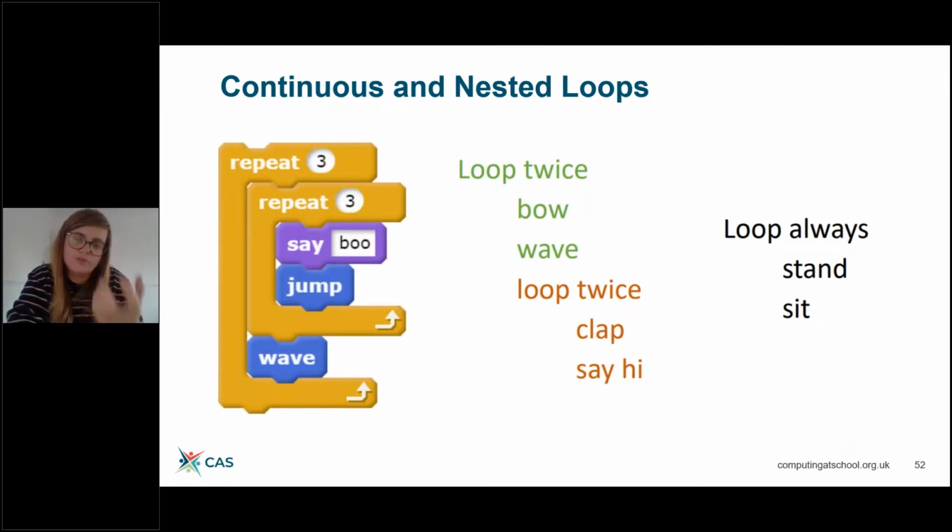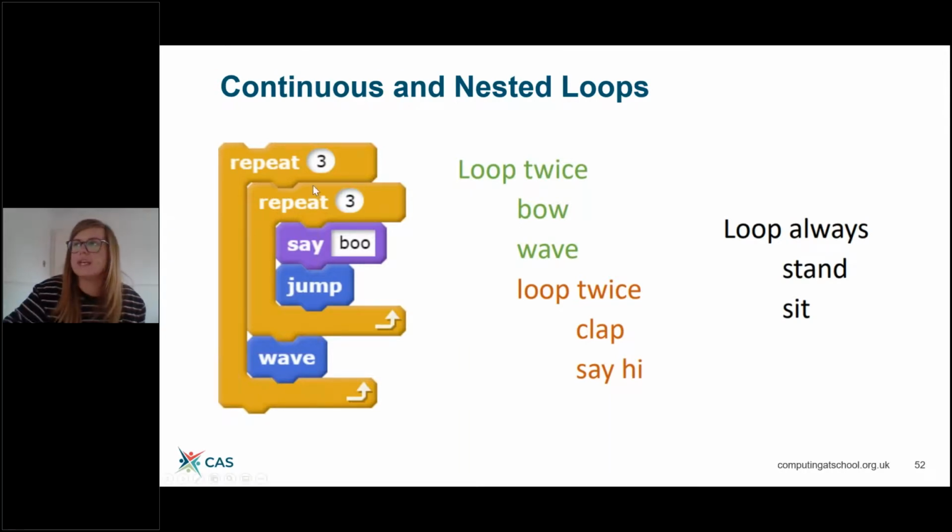There's other stuff. Once you've done loops and repetition, which is what I would focus on in year 3, you have continuous loops, which is on the presentation again. Loop always. Get them to do this and see how bored they get after 2 minutes, and then tell them to stop. They are continuously going to stand and sit, stand and sit. If they're putting a forever loop in their program, they need to know that it's going to do it forever.